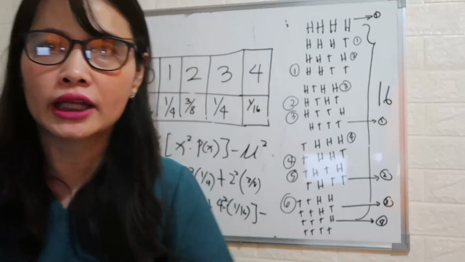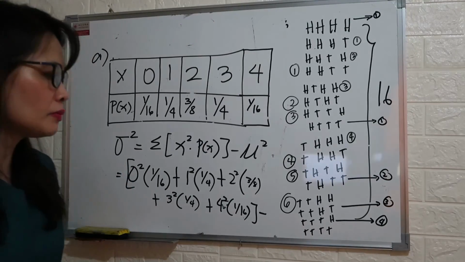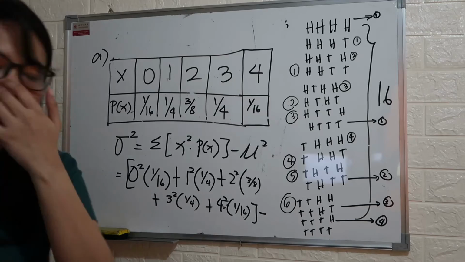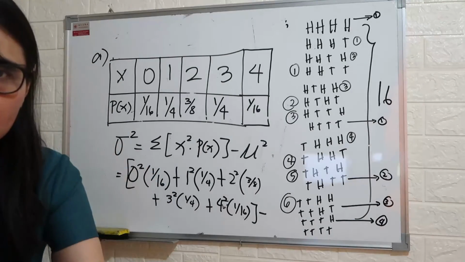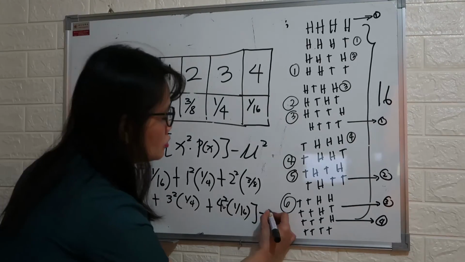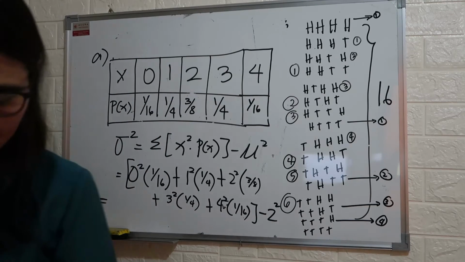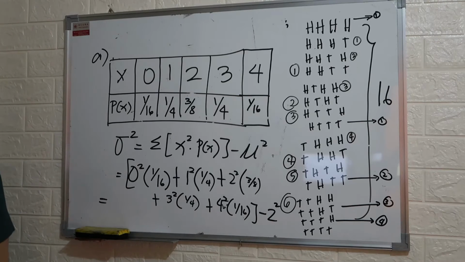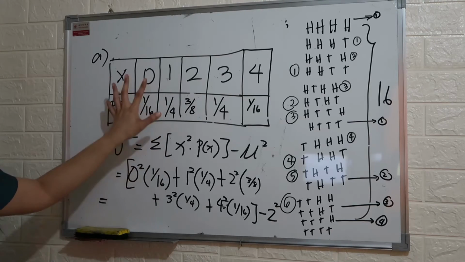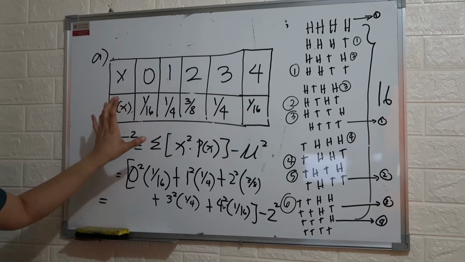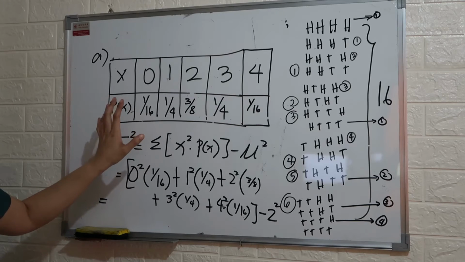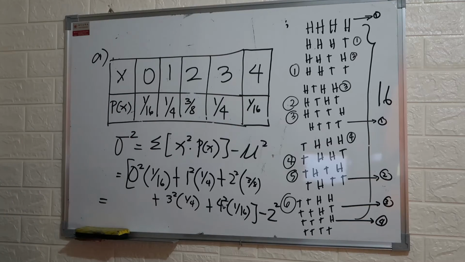What's the value of the mean a while ago? 2 po. Okay, 2. So you need to subtract the square of the mean. So that will become 2 raised to 2. So therefore, what is your variance? Can you see the solution on the whiteboard? Can you please give me the answer?